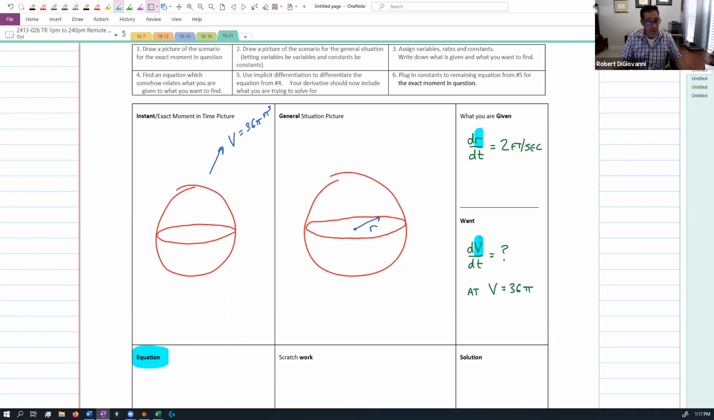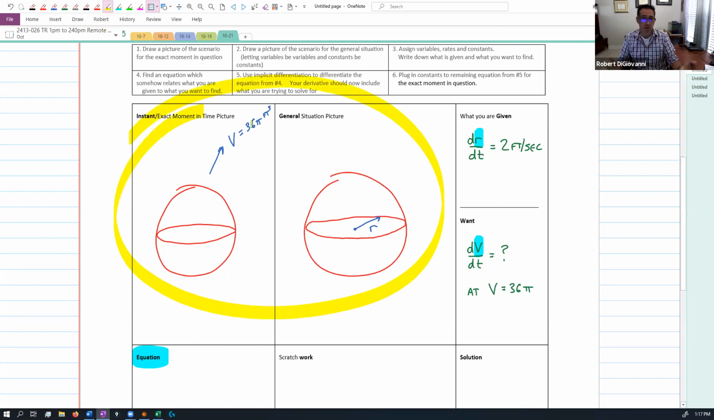So the equation we come up with can be anything that relates V and R together, but it has to fit within the framework of the problem. So I want to be looking at a sphere. Do I have something that goes with a sphere that connects the radius to the volume, right? So that's where we go and look at our formula sheet, if we don't know the formula.